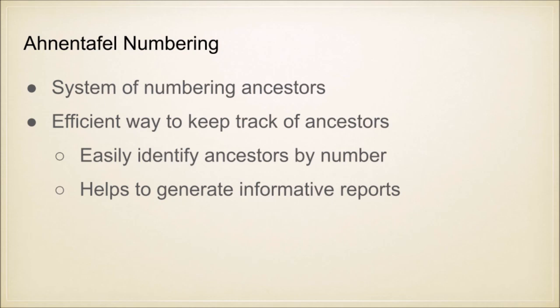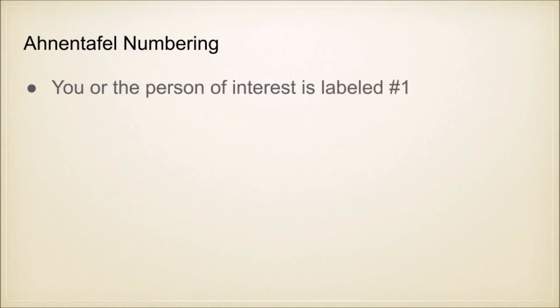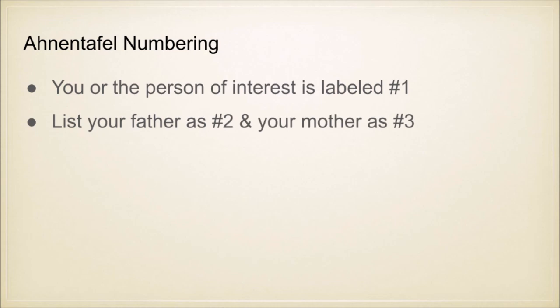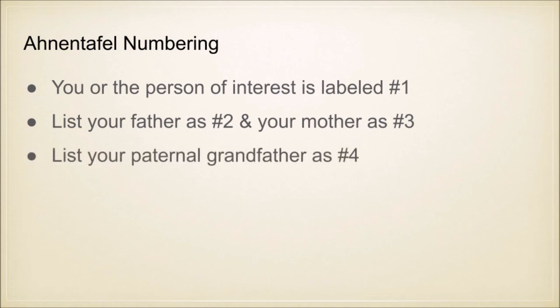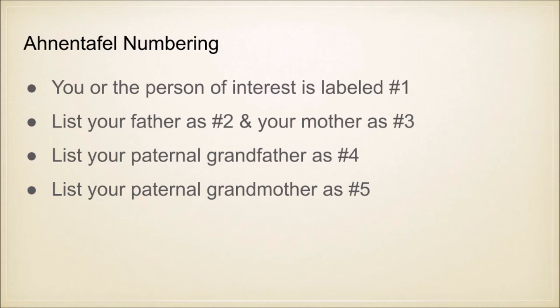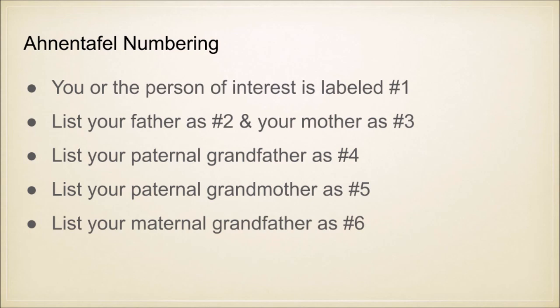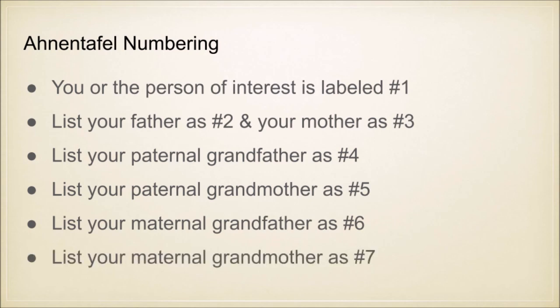So how do we use Ahnentafel numbering? Well, we need to follow these steps. Number one, we give ourself or the person of interest the number 1. We then find their father and mother, and we give them the numbers 2 and 3 respectively. We then look at the paternal grandfather and give him the number 4, and your paternal grandmother is number 5. Your maternal grandfather is number 6, and your maternal grandmother is number 7. You'll continue assigning numbers in this way, working back in time.